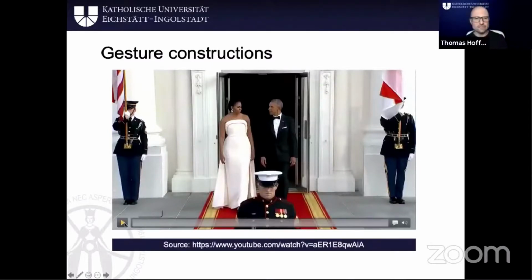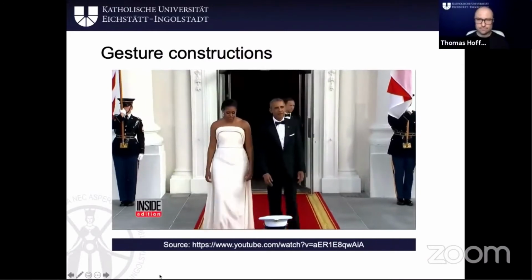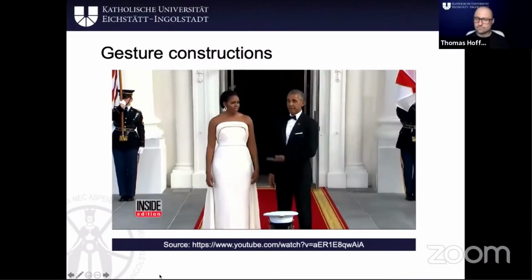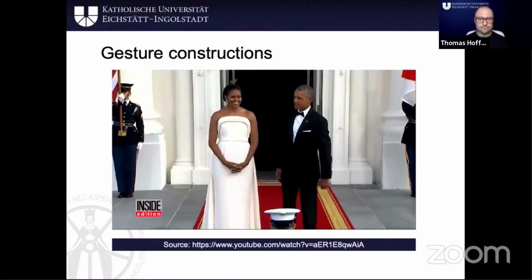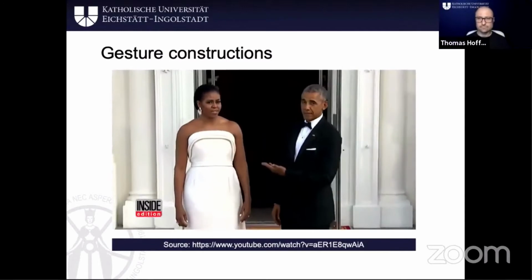Okay, look at the following example. Michelle Obama wowed in white at last night's state dinner. The First Lady of Style stole the show with a strapless ivory gown custom made by designer Brandon Maxwell. The dress got big approval ratings from the president.